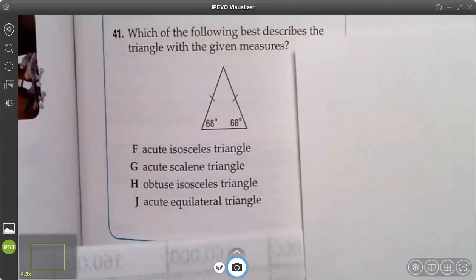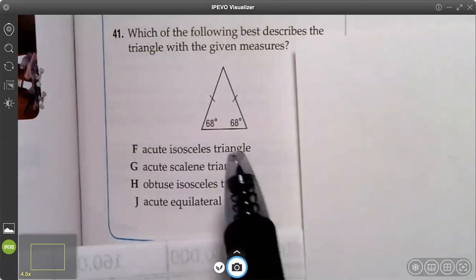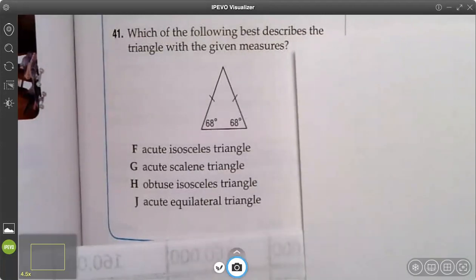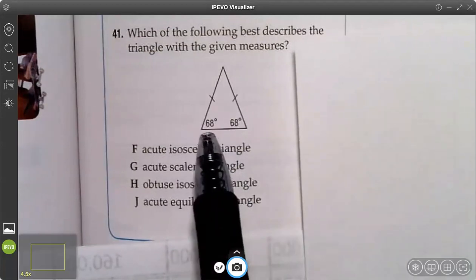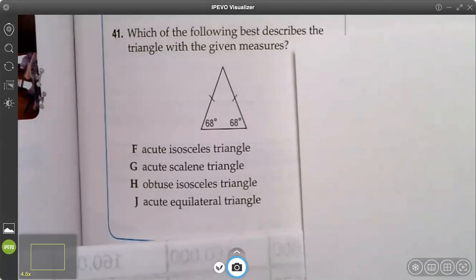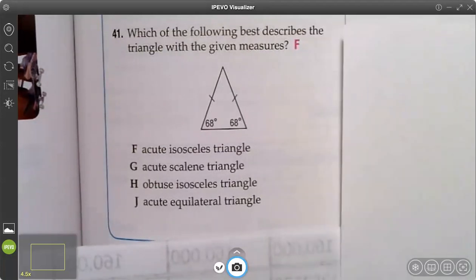Think about how you would answer number 41. Okay. I have two angles the same, two sides the same, so it's isosceles. I know this is acute, I know this is acute, and that looks acute, three acute angles, so that would make it F, an acute isosceles triangle.